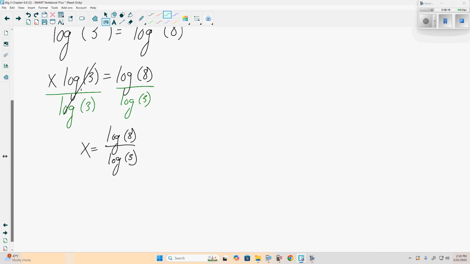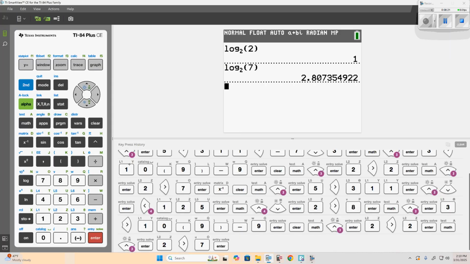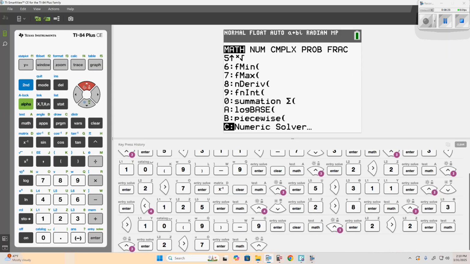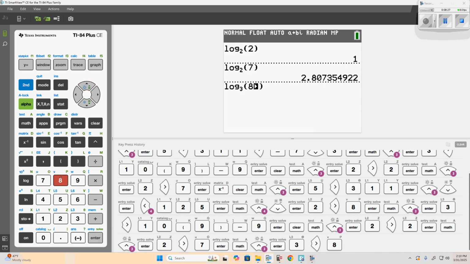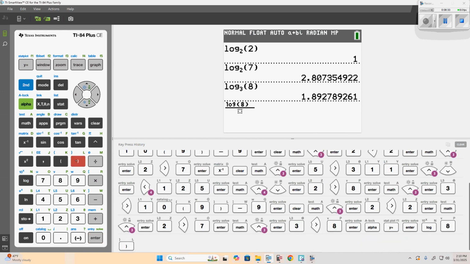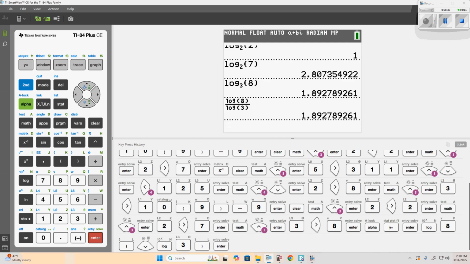And we can see here if that's different. Let's get the graphing calculator. There we go. Math. Log base 3 of 8 is this here. The one we just got was log of 8 divided by log of 3, which is the exact same thing because it's our change of base. So it does work. We can pick whatever log we want.